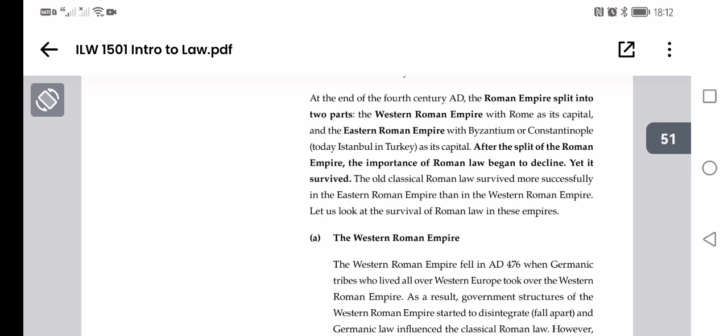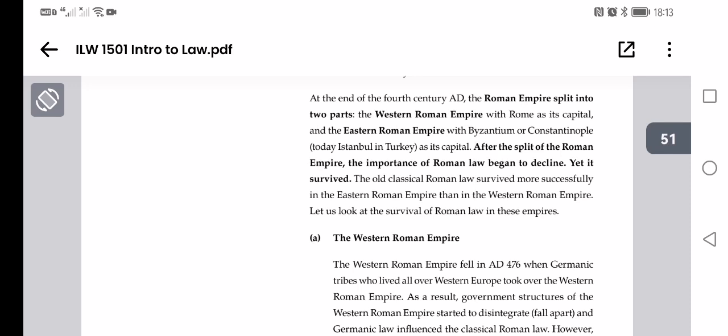At the end of the 4th century AD, the Roman Empire split into two parts: the Western Roman Empire, with Rome as its capital, and the Eastern Roman Empire, with Byzantium or Constantinople, today Istanbul in Turkey, as its capital. After the split of the Roman Empire, the importance of Roman law began to decline.